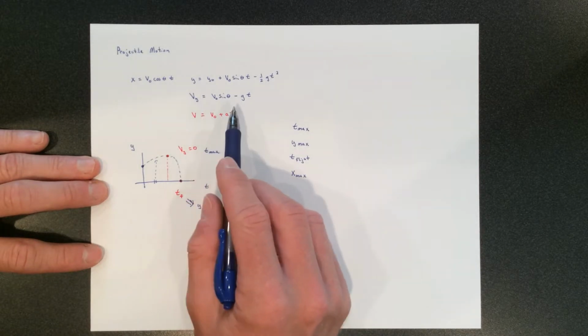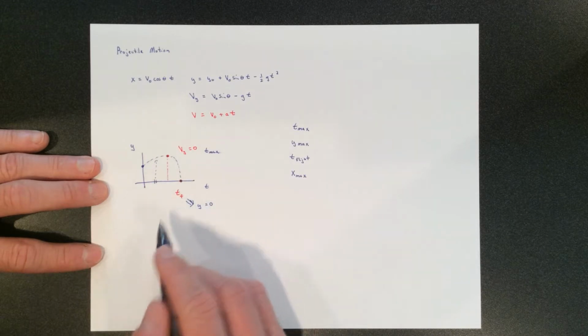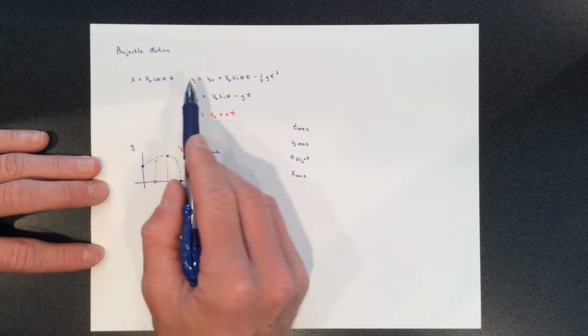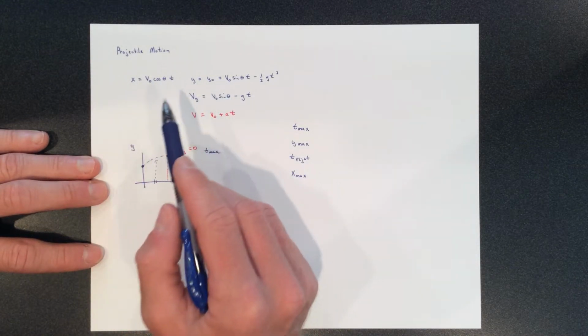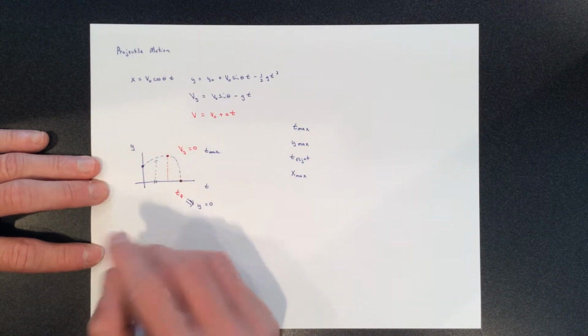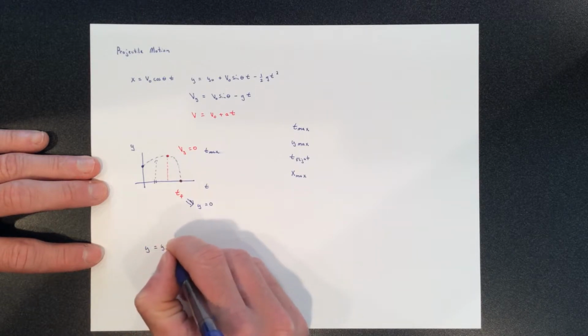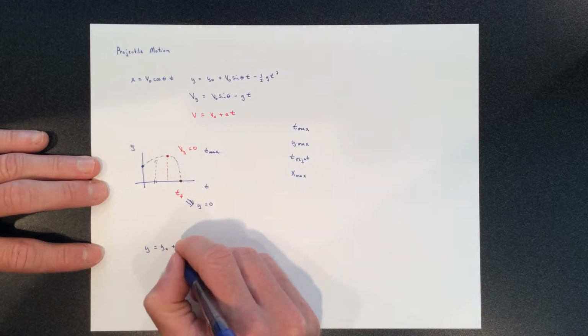In a different video, I looked at relating x, y, theta, and v naught. You can do something like that. Again, this is not something that I would suggest memorizing, but I derived this in a different video.